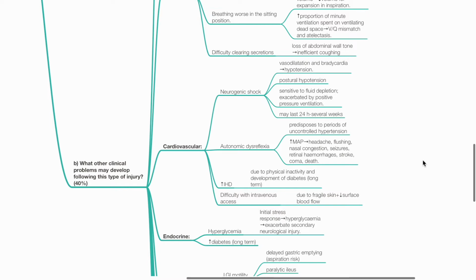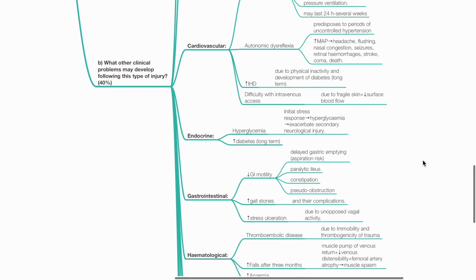Autonomic dysreflexia predisposes to periods of uncontrolled hypertension. Hypertension may lead to headache, flushing, nasal congestion, seizures, retinal hemorrhages, stroke, coma, and death. There is increased risk of ischemic heart disease due to physical inactivity and development of diabetes. Difficult intravenous access may occur due to fragile skin and reduced surface blood flow.